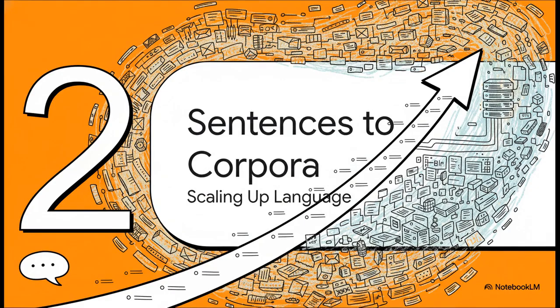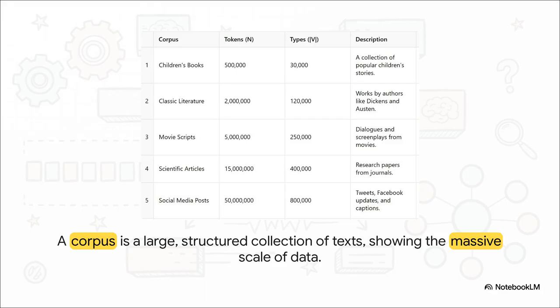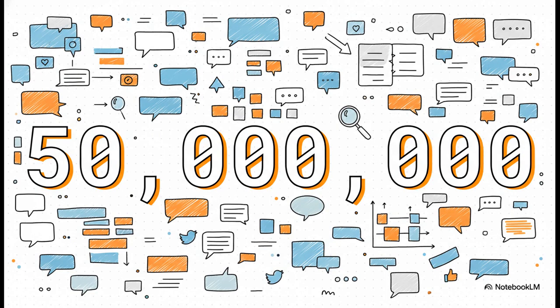Okay, so that's for one sentence. But what happens when we scale this idea up from a single sentence to literally millions of them? Well, see, AI models don't just learn from one sentence at a time. They learn from something called a corpus, which is really just a fancy word for a huge, organized collection of text. Think of it like a massive digital library. And as you can see here, we're talking about an incredible scale. Just to give you a sense of what we're dealing with, a corpus made of social media posts can easily hit 50 million tokens. That's 50 million individual words for the computer to count and analyze.